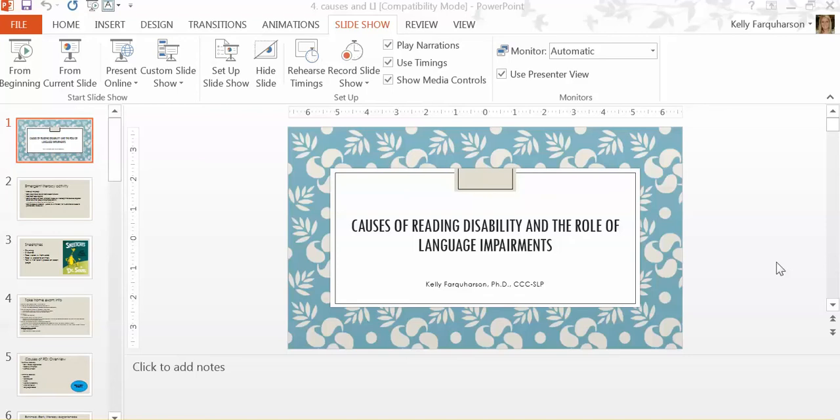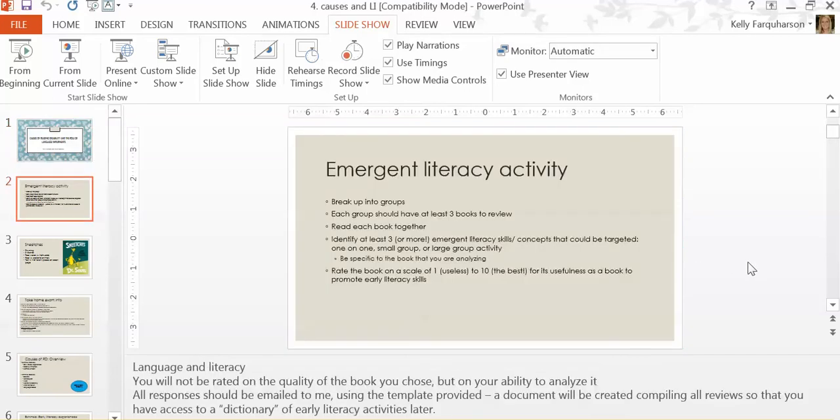And to help us stay on track so that we don't lose time, we are going to forge ahead and do everything we were intending to do today, this week, online together. So the first thing, there's a few things that we're going to do. First is go through this lecture, but before that we are going to talk about an emergent literacy activity. What we would have done in class is break up into groups and review the children's books that you were asked to bring to class.